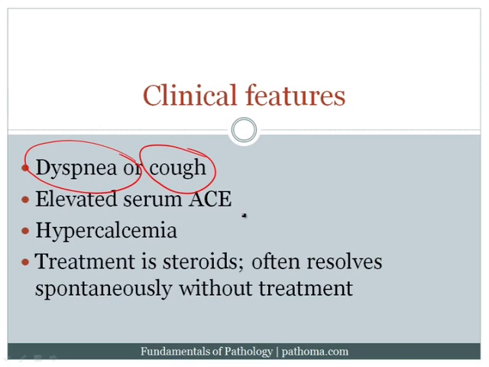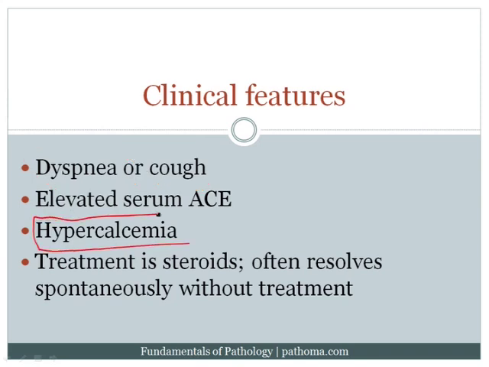Another very important finding is an elevated serum ACE. This is classically seen, so the angiotensin converting enzyme can be elevated in the blood. The patients have hypercalcemia. This is important. They like to ask you why. So the hypercalcemia occurs because the granulomas have 1-alpha hydroxylase activity, and they can activate vitamin D.